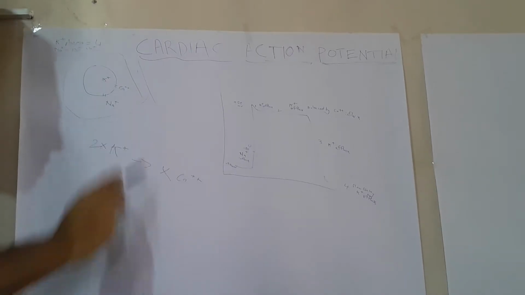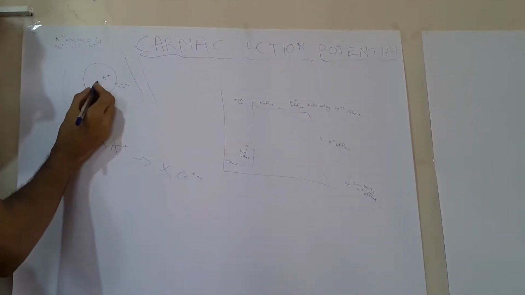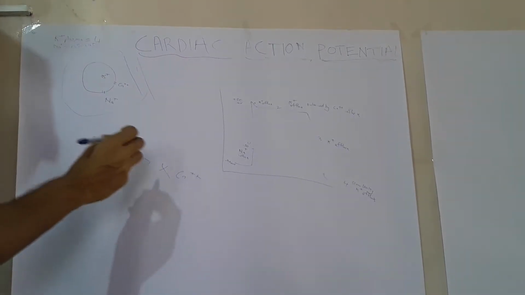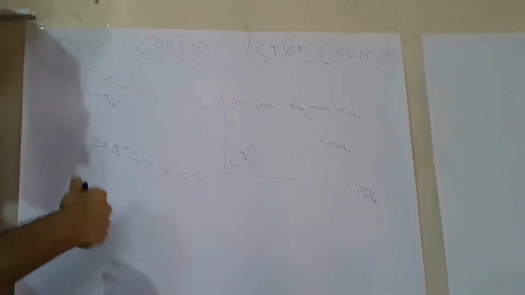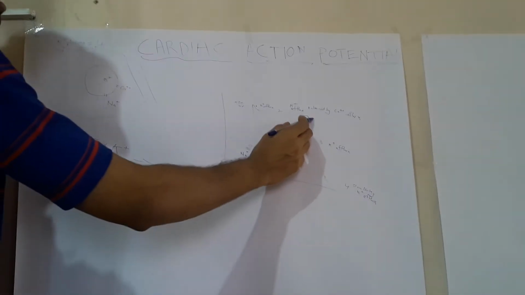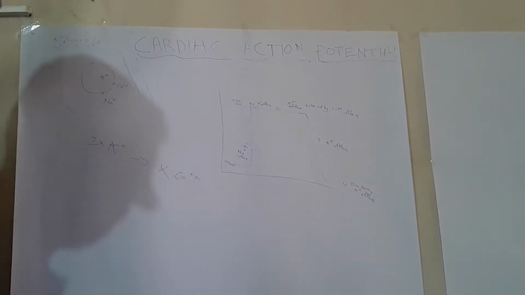If you move potassium outside, the cell is losing its positive charge. That means the electronegativity, which was earlier established at -90, will start to come back again. That is why we see a fall in the action potential.